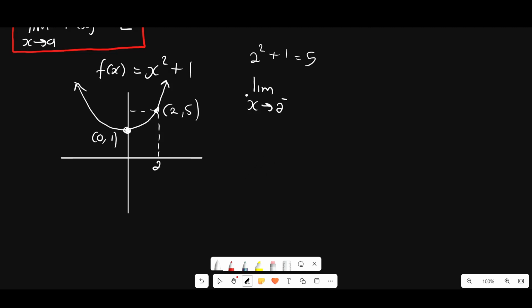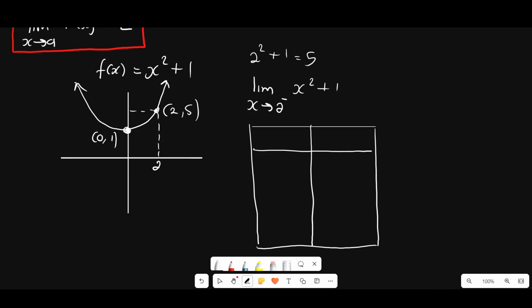So let's say the limit as x approaches 2 from the negative side, or rather from the left, of f(x), which is x squared plus 1. So what is happening when x approaches 2 from the left, or rather from the negative side of this function here? Well, let us draw a box. Let's say we have this box here.